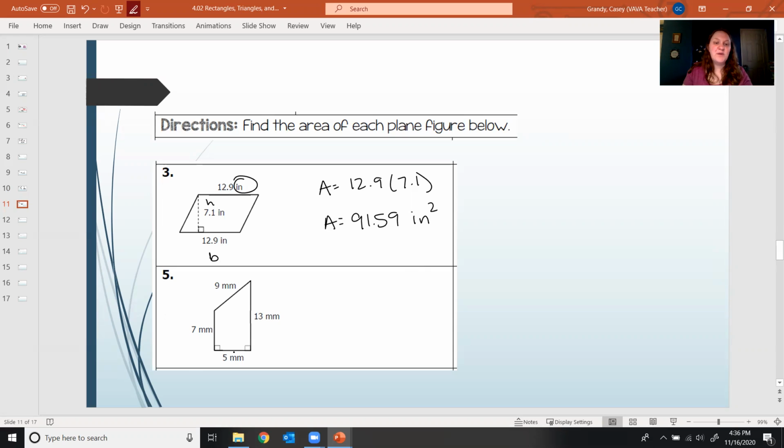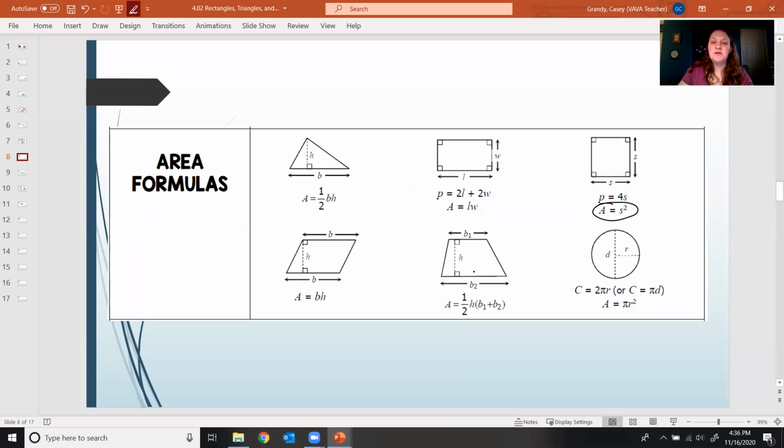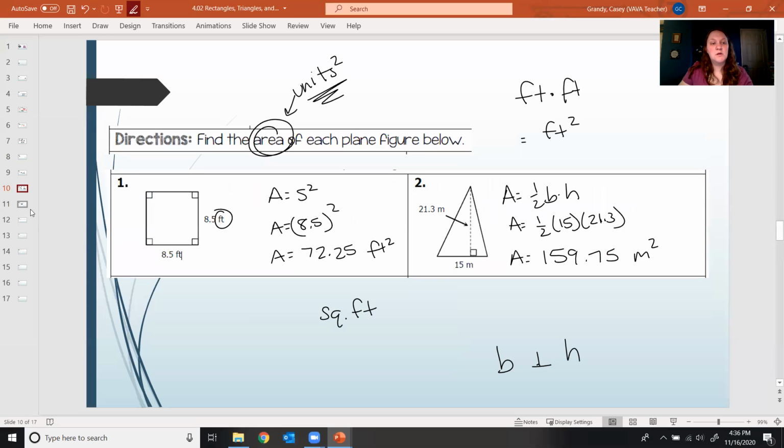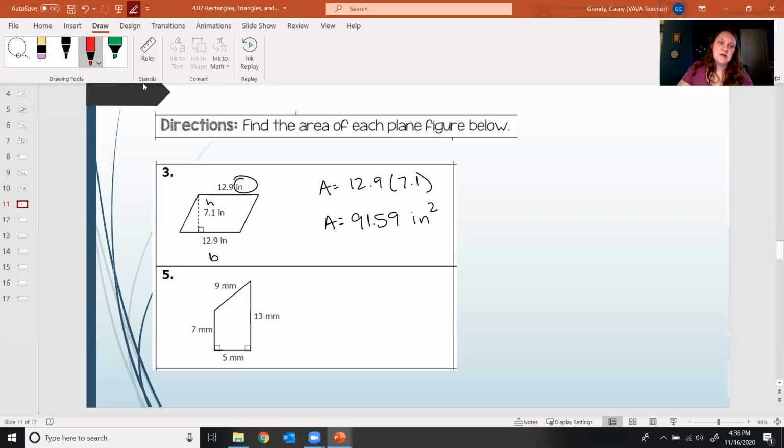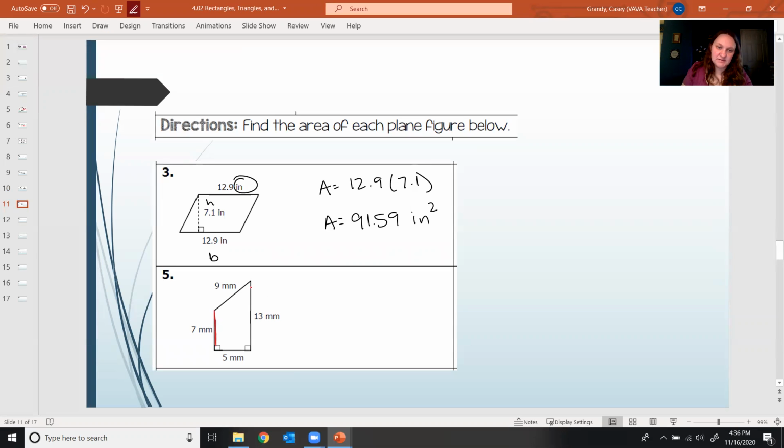In number 5, we have a trapezoid. Okay, so in a trapezoid, so we're looking at a formula sheet. Here it is. The area is 1/2 times the height times the sum of the bases. Okay. So this trapezoid is on its side. That's okay. The bases in a trapezoid are the sides that are parallel to each other. And it doesn't matter which one you call base 1, base 2. I'm going to call this one base 1 and this one base 2.